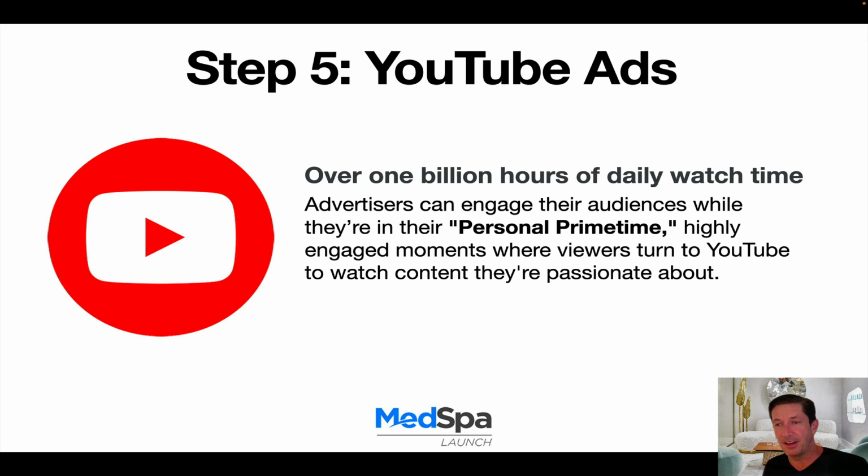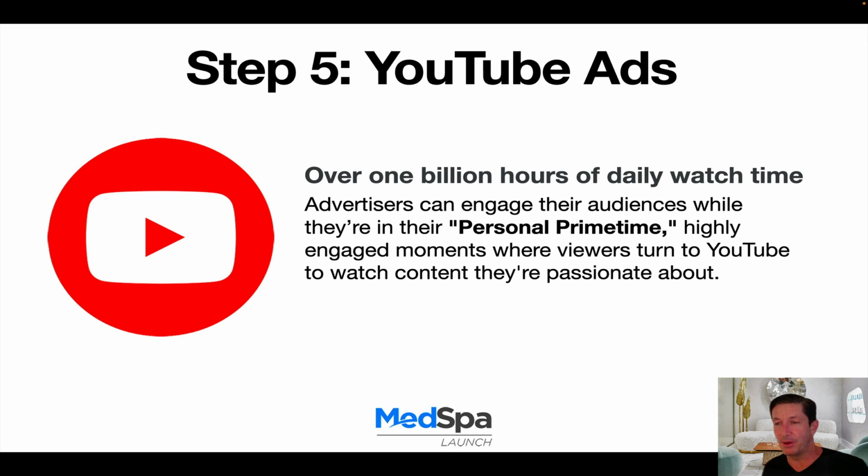Videos shot on an iPhone are consistently the best performing videos on YouTube because the overproduced videos seem less authentic and they really don't get results. And right now, YouTube is in this blue ocean stage where Google AdWords was in the early 2000s. And there's over 1 billion hours of daily watch time on YouTube. And these people are in what we call their personal prime time, where they're highly engaged and they're watching content that they're passionate about. So they're really engaged and ready to take action.